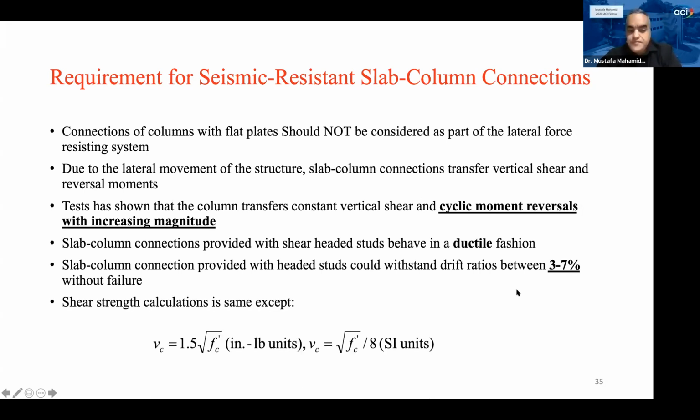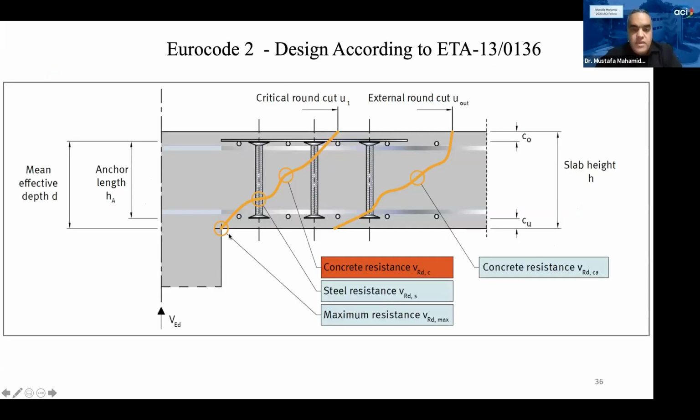And also the shear strength is the same. The shear strength calculation is the same, except that the concrete capacity is reduced due to the cracks that are developed during the cyclic event to 1.5 times square root f prime c. So here you can see it's the same philosophy even in the Eurocode, having the cracks developed like this. And then we do have the concrete resistance indicated as VRDC, and then we have the stress resistance, and then we have the maximum capacity, that's VRD max also, that can be used.